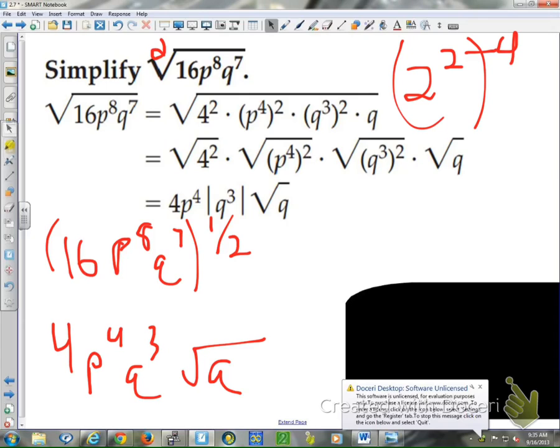So it's always going to be a half? Well, we're going to be doing cube roots and 4th roots and everything, so it'll be 1/3 or 1/4. But you still just multiply the exponents every time. Every time.